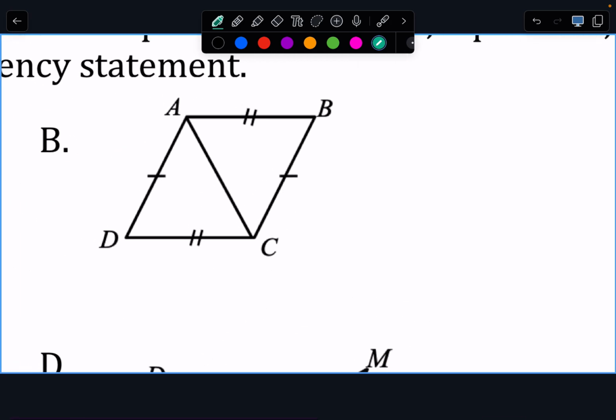Now, I only see 2 sides marked. They share a side. Would AC be congruent to itself? Yes. What property is that? That's called the reflexive property, when we say that AC is congruent to itself.